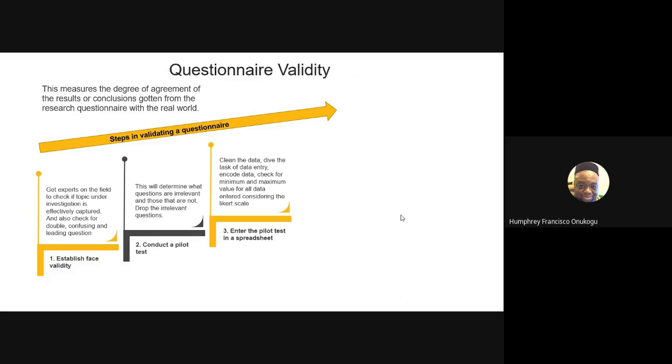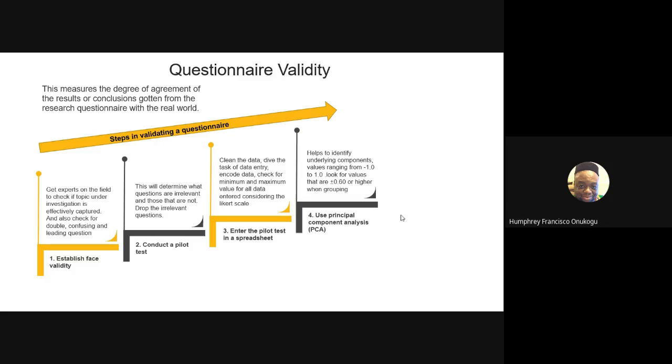After this is done, you enter the pilot test in a spreadsheet, clean the data, do the task of data entry, encode the data, and check for maximum and minimum values for all data, entering considering the Likert scale used.